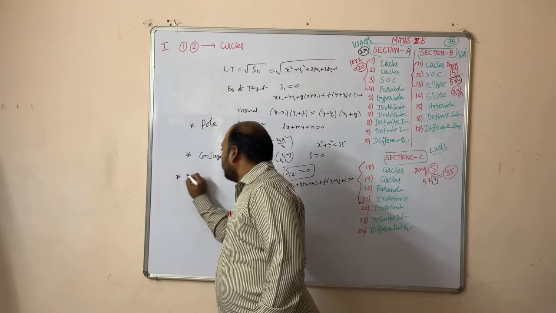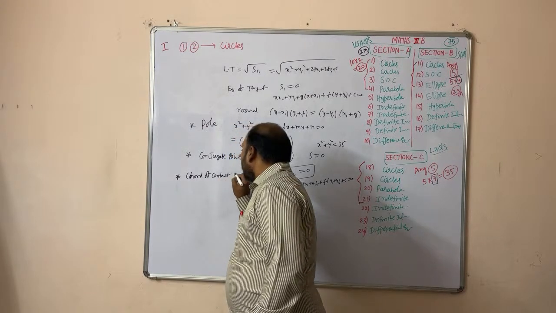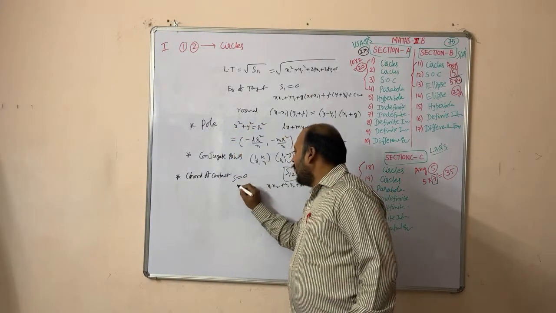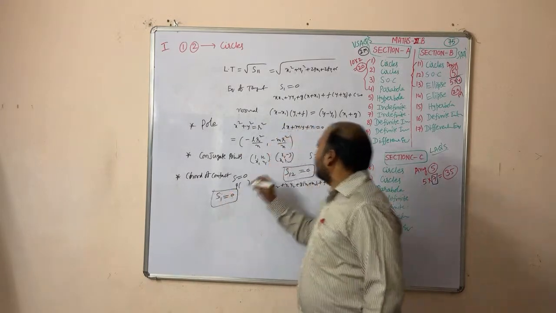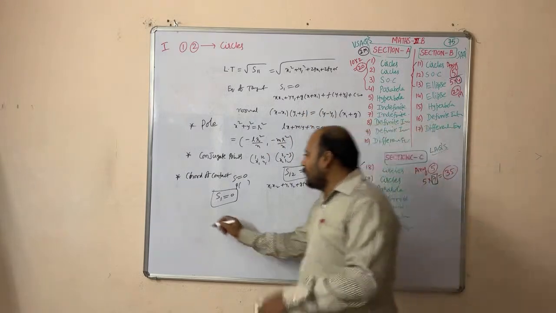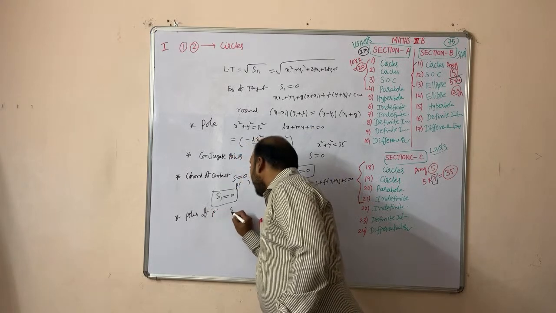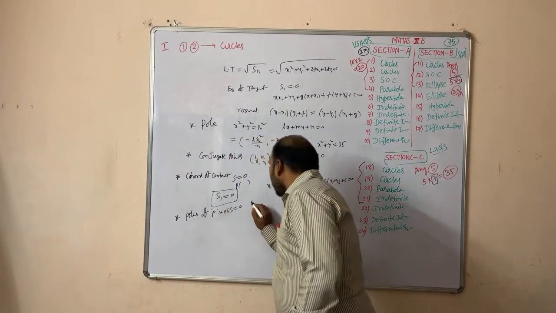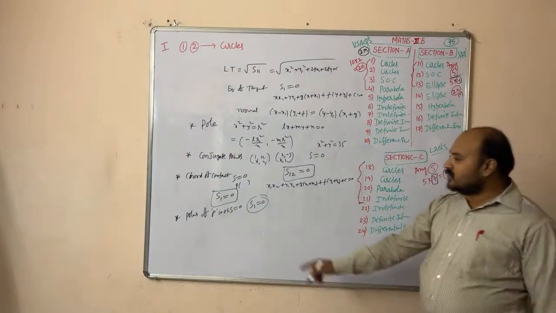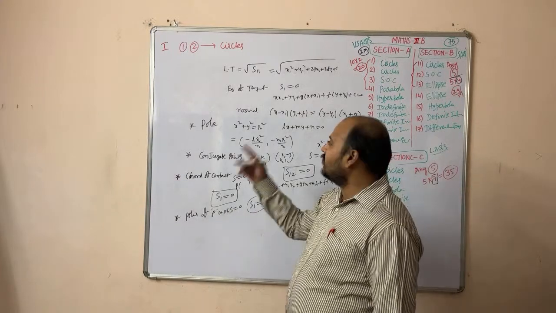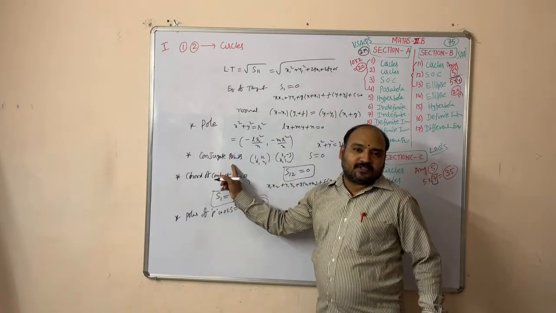Next, chord of contact. They will give one circle equation and 1 point. So chord of contact is S1 equal to 0. Again, S1 equal to 0 means tangent equation. Even the polar equation they will ask: find the polar of P with respect to S is equal to 0. Even there, S1 equal to 0 formula. So these are the possibilities from the 4th exercise: pole, polar, chord of contact, conjugate points.